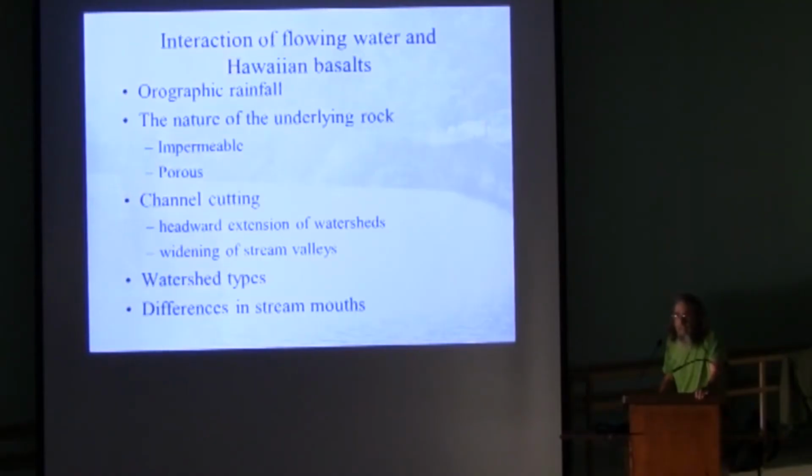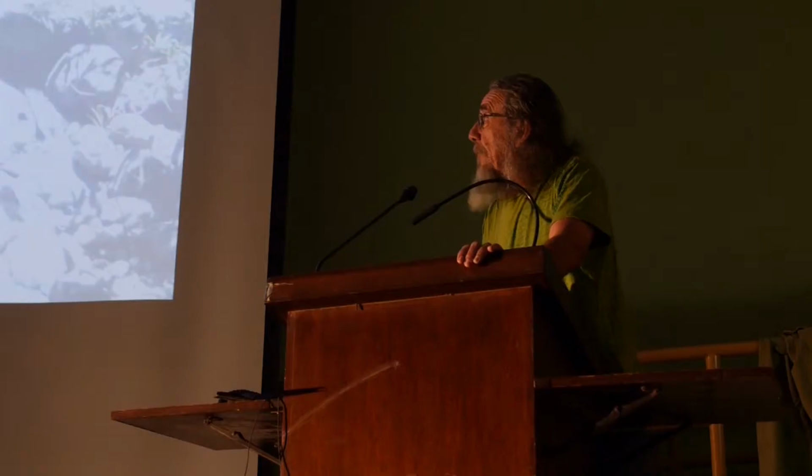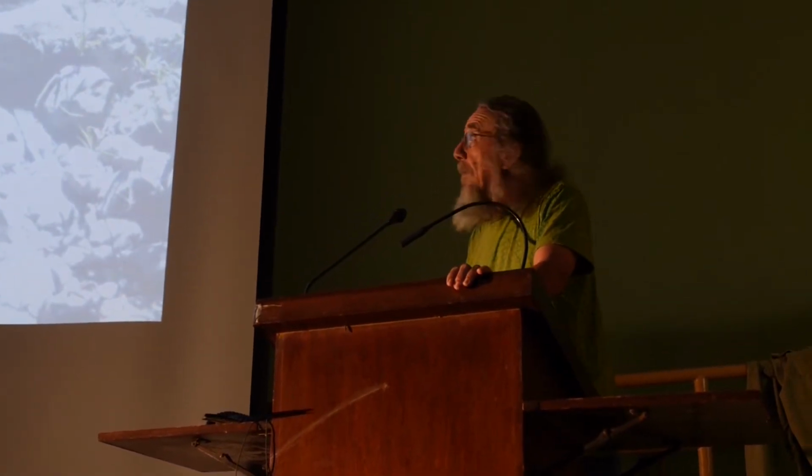Okay, so then we're going to talk about watershed types and then finally stream mouths, because that's the important point for the stream organisms. Windward typically has more rain, sometimes heavy rains, and it says at all elevations, but obviously it's not equal at all elevations.